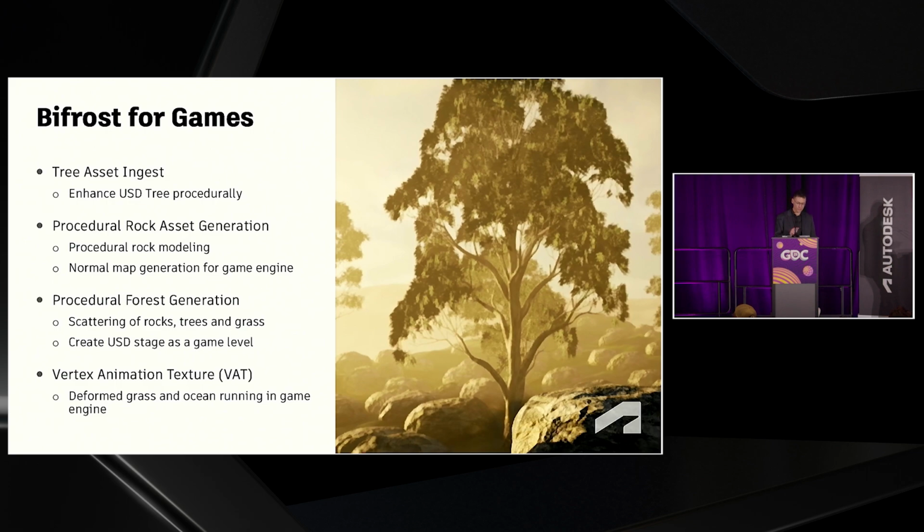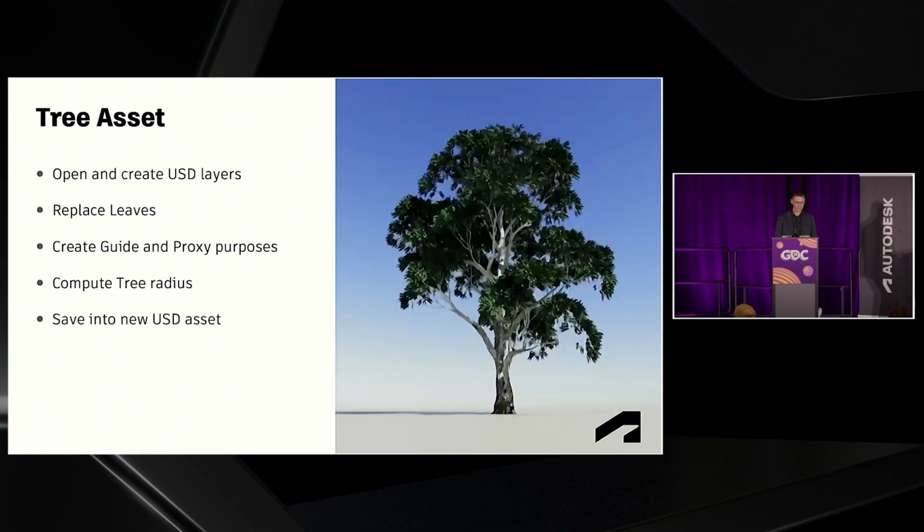And to conclude on the game scenarios, I will show you the vertex animation texture graph that is showcasing the latest feature, the ability to write textures on disk. That is still in beta, by the way. So first, the tree asset.